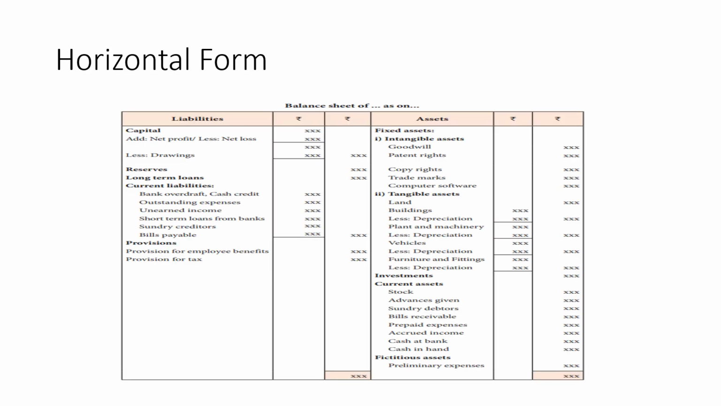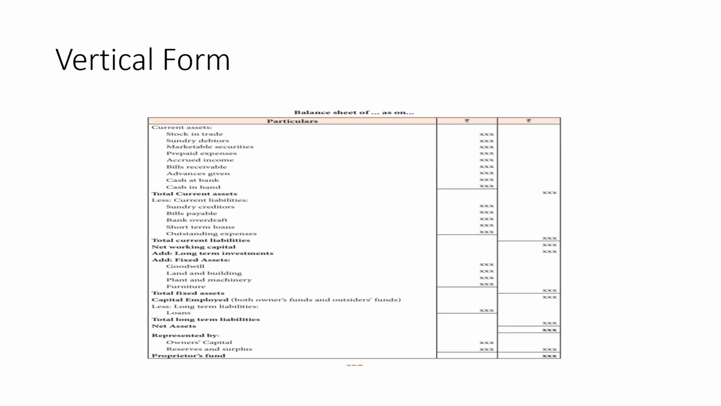Horizontal form means on the left side we write the liabilities, and on the right side we write the assets. It has intangible assets, tangible assets, and current assets. In liabilities we have current liabilities and long-term loans. Everything comes under the liability side. Vertical means first we write the assets, then we write the liabilities.